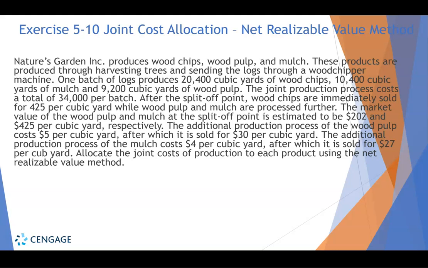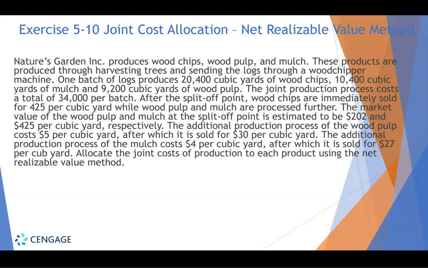Here, net realizable value method. Nature's Garden produces wood chips, wood pulp, and mulch. These products are produced through harvesting trees and sending the logs through a wood chipper machine. One batch of logs produces 20,400 cubic yards of wood chips, 10,400 cubic yards of mulch, and 9,200 cubic yards of wood pulp. The joint production process costs a total of $34,000 per batch.